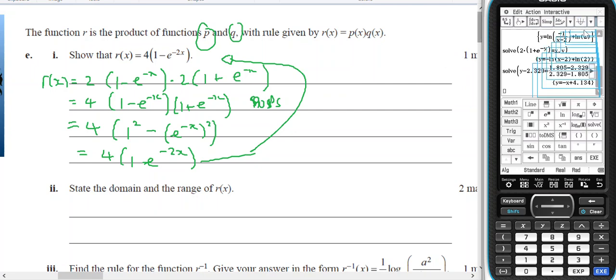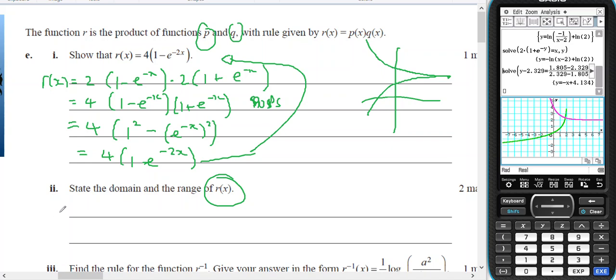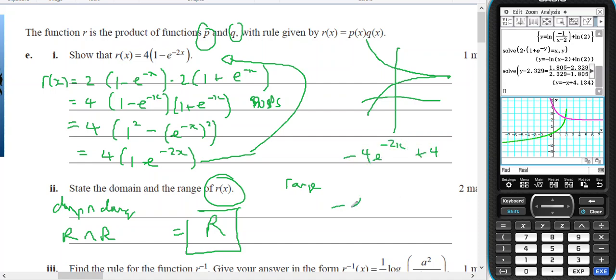if I look at my originals, each of them have domains of all real numbers, because the first one had an asymptote and the second one also had an asymptote. So the domain of the product of them will be the domain of P intersect the domain of Q, which is R intersect R, which will be R. And the range, well, I have this asymptote, which is -4e^(-2x) + 4. So it should be minus infinity to 4, because 4 is an asymptote.